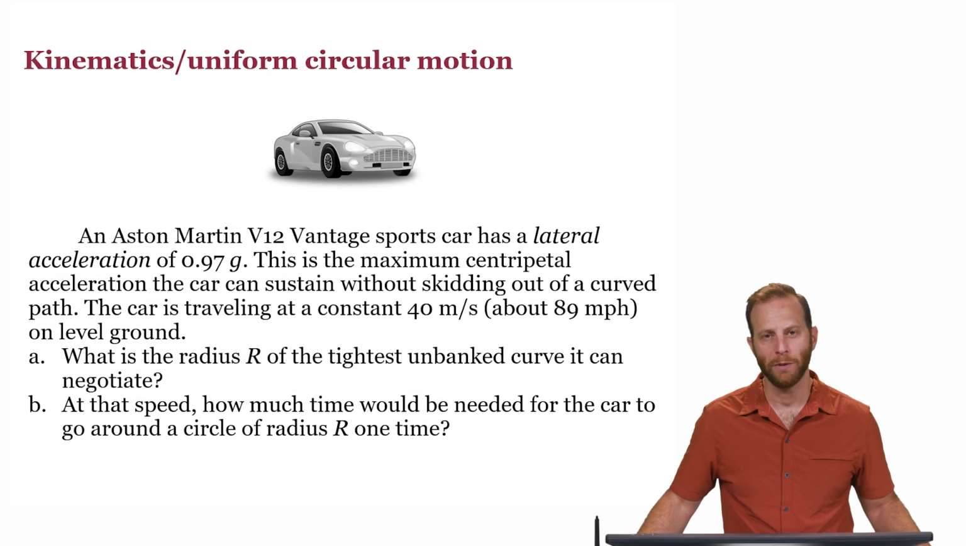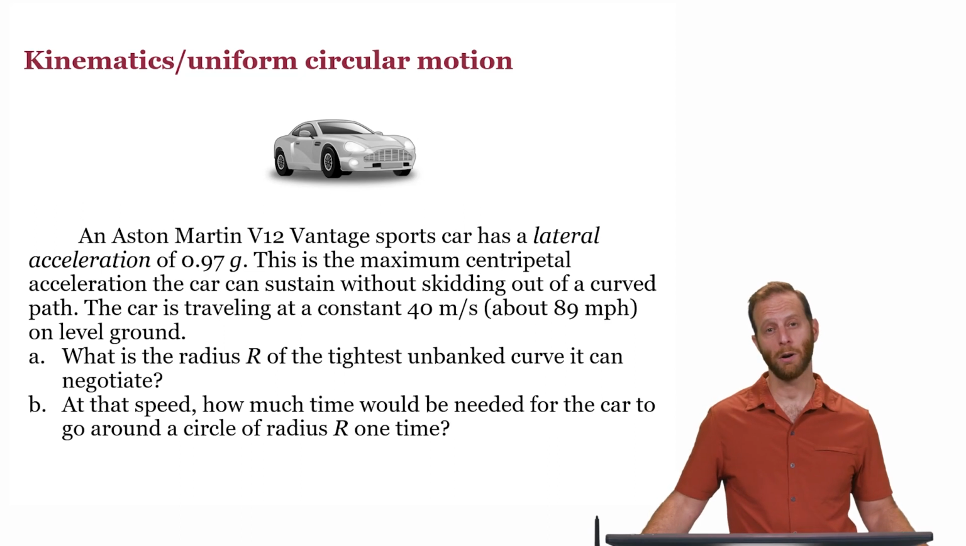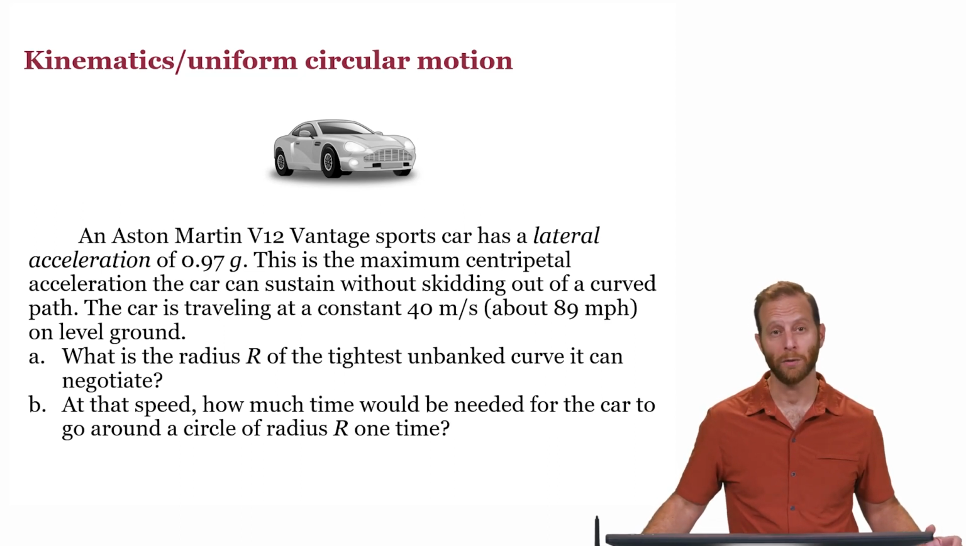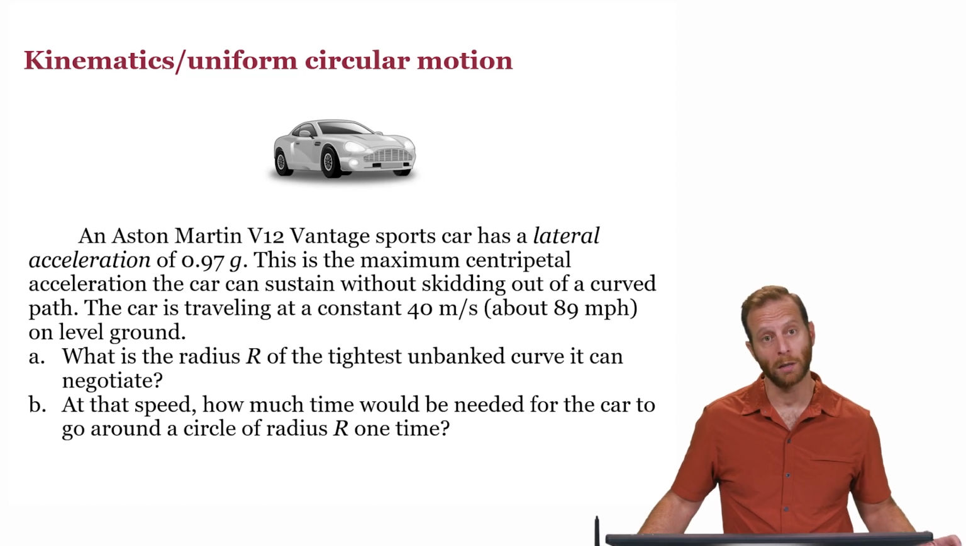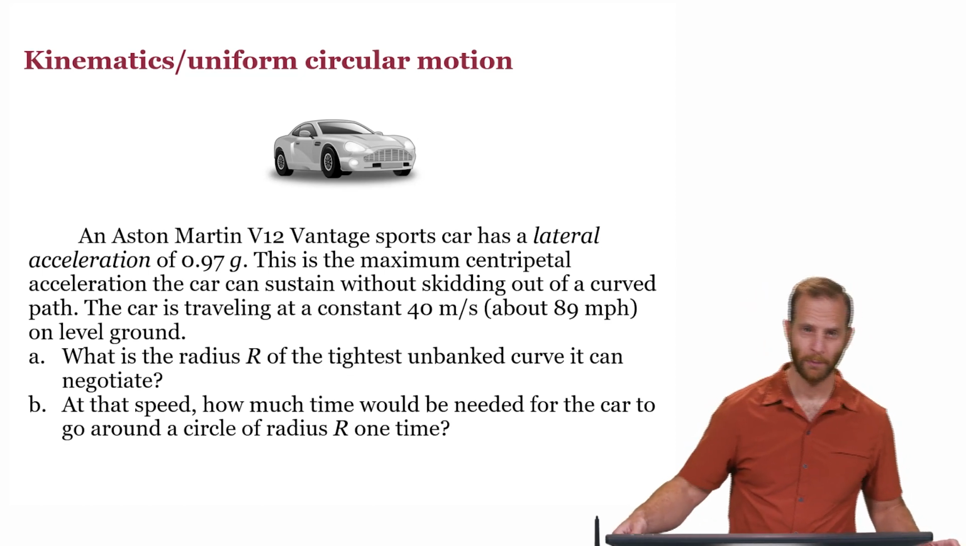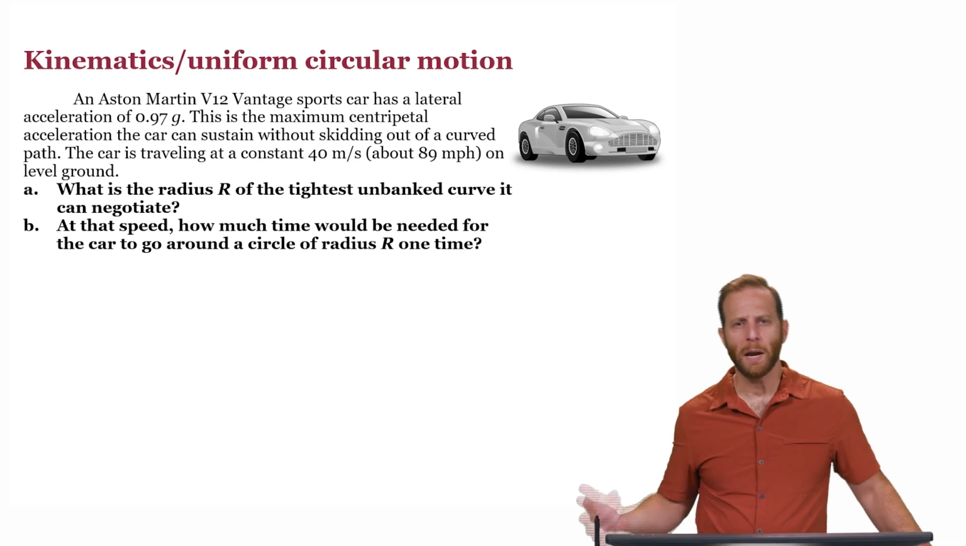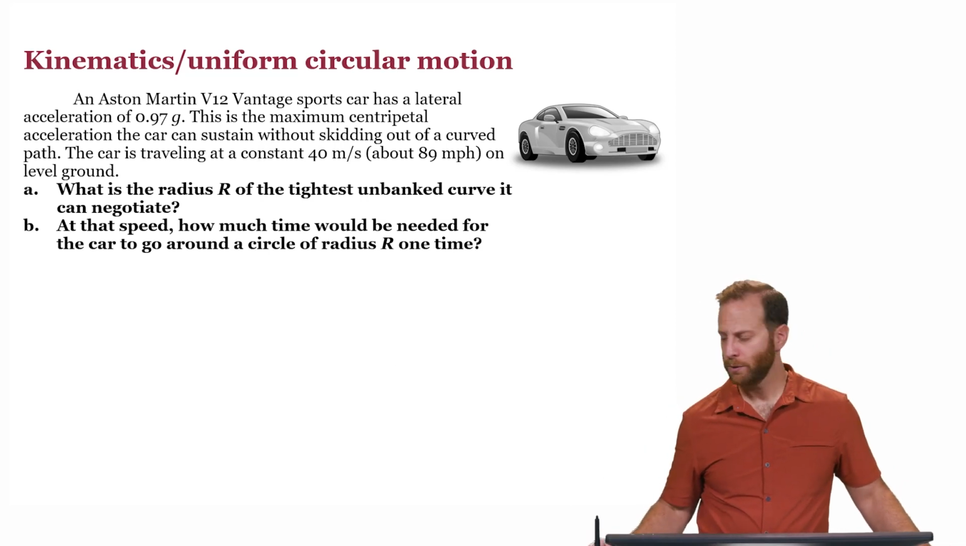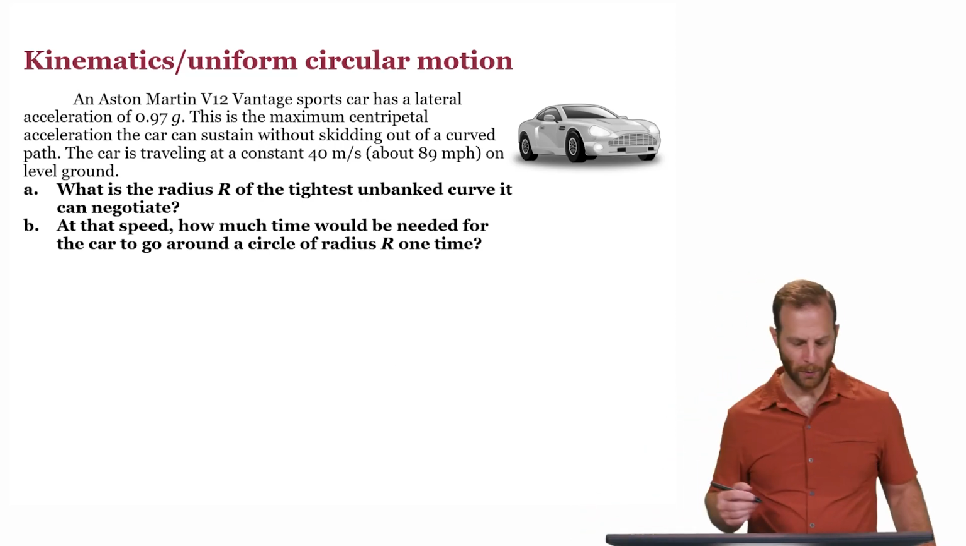An Aston Martin V12 Vantage sports car has a lateral acceleration of 0.97 g. This is the maximum centripetal acceleration the car can sustain without skidding out of a curved path. The car is traveling at a constant 40 meters per second on level ground. First of all, what is the radius of the tightest unbanked curve that this car can negotiate?